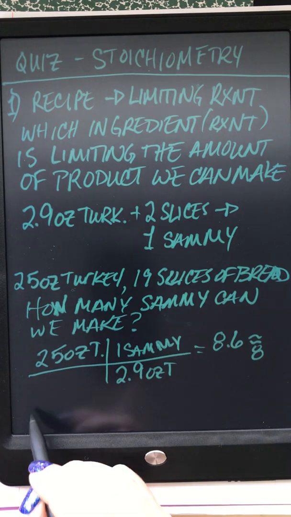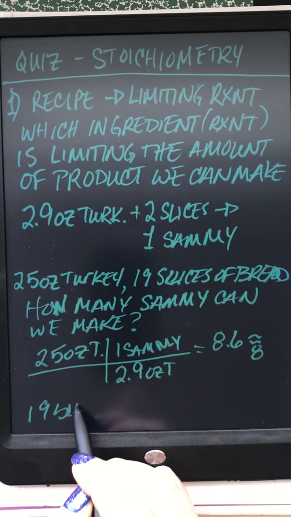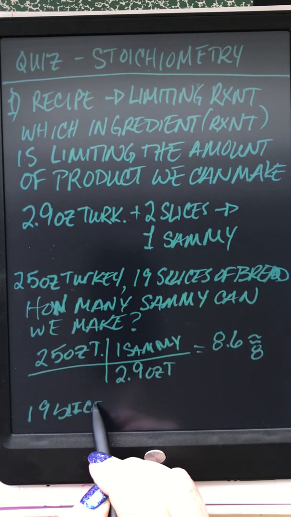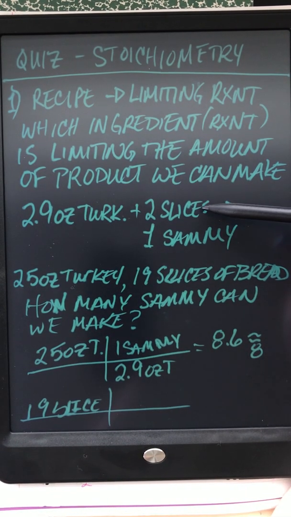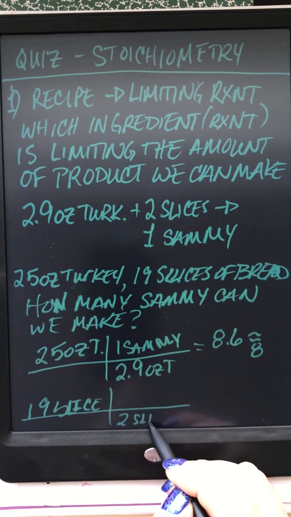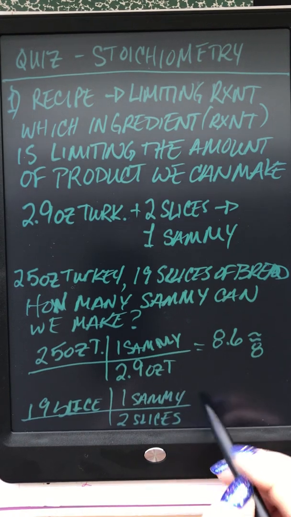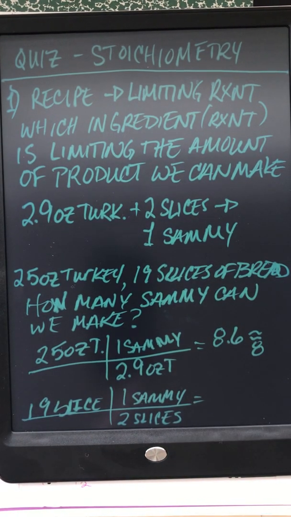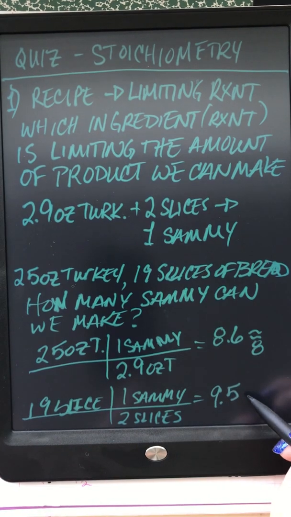Cool. So now we have to see how many sandwiches we can make with our slices of bread. Slices. So I know that I need 2 slices of bread for every 1 sandwich I make. So I've got 2 slices for 1 sammy, right? So it'll be 9.5, but you want to round down to 9.